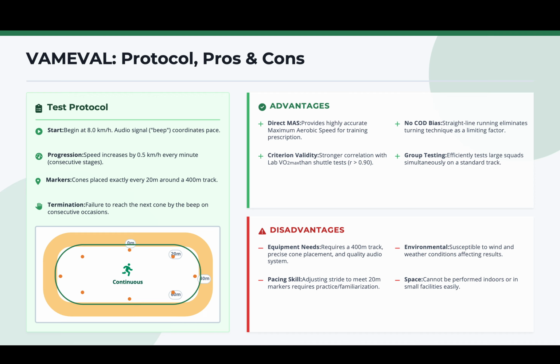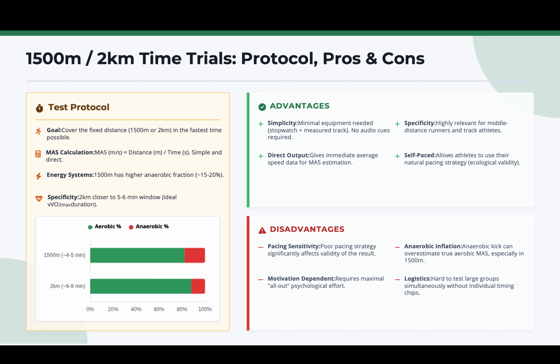What are the disadvantages? Equipment needs: you require a 400-meter track, precise cone placement, and a quality audio system. Pacing skill: adjusting stride to 20-meter markers requires practice and familiarization. Environmental: again, it's susceptible to wind and weather conditions. Space: it cannot easily be performed indoors or in small facilities.